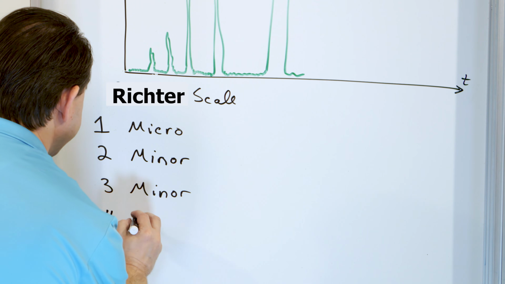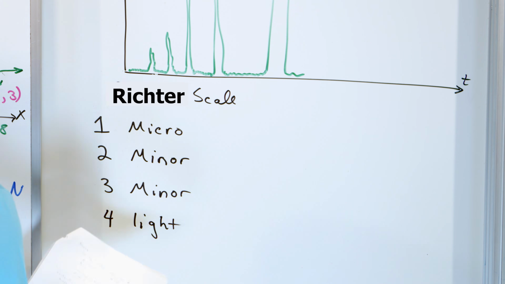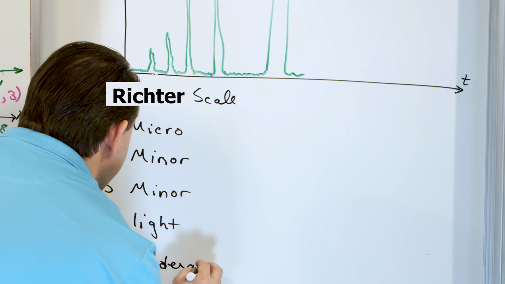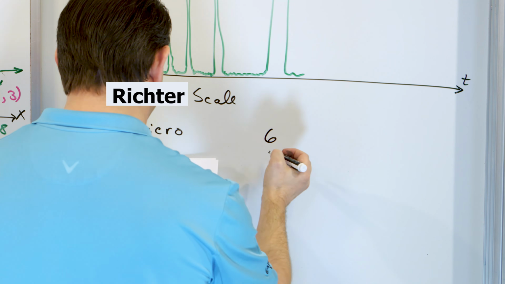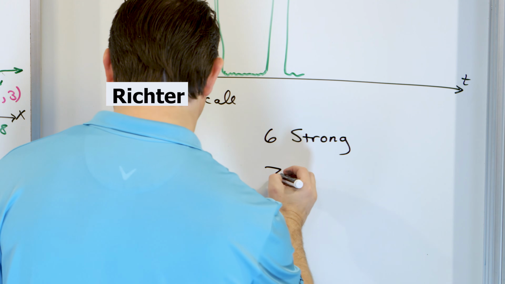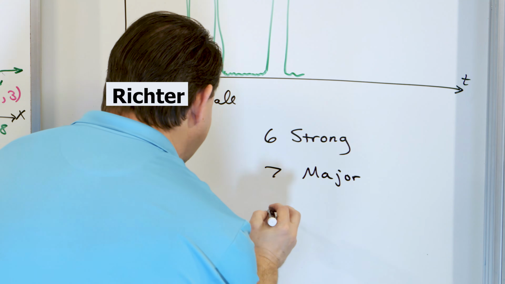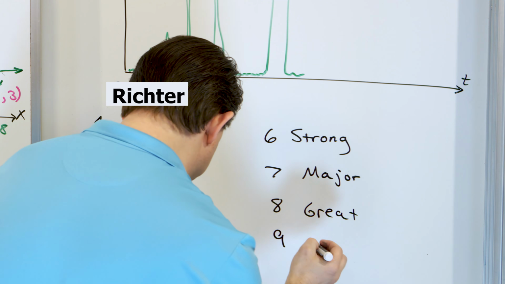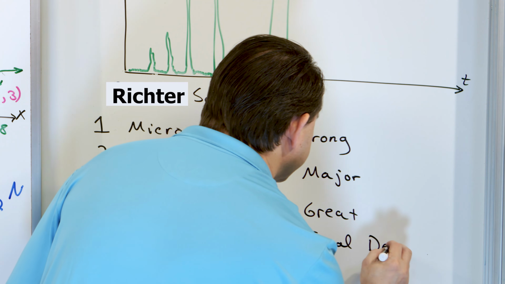A 4 is going to be called a light. Light, you're going to have some damage, but probably not very much. A 5 is going to be moderate. A 5 is when you're going to start reporting these things on the news. A 6 on the Richter scale is a strong. A 7 on the Richter scale is a major. Right? An 8 on the Richter scale is great. A 9 on the Richter scale is total devastation.